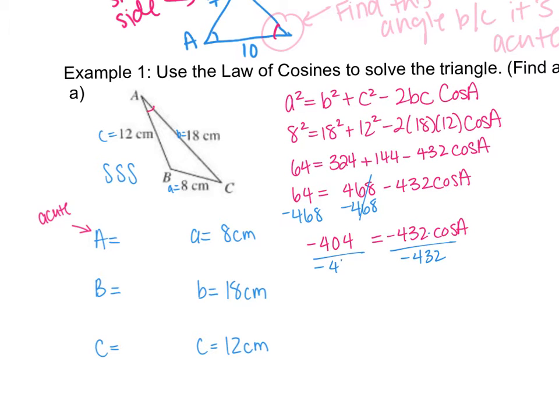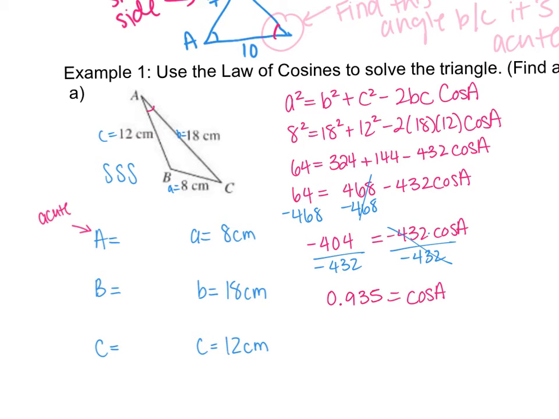And we're going to divide it to the other side as well, so that cancels. We are almost there. Cosine of A just dropped, and then I have to plug this into the calculator. So two negatives make a positive. If I divide 404 by 432, I get about, let's round to 3 decimal places, 0.935.